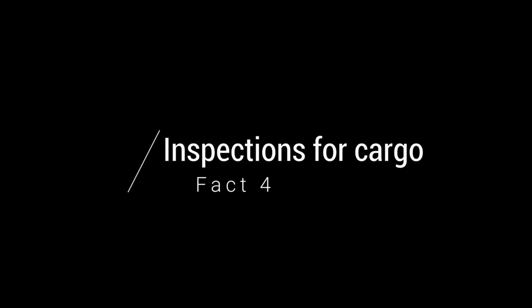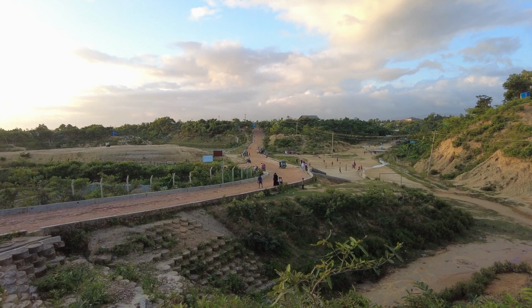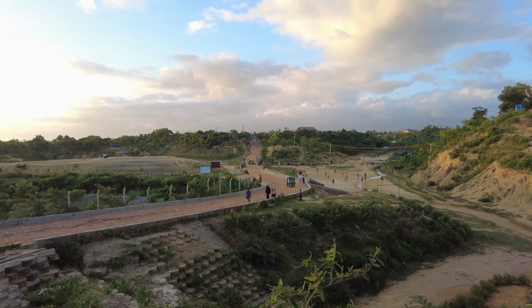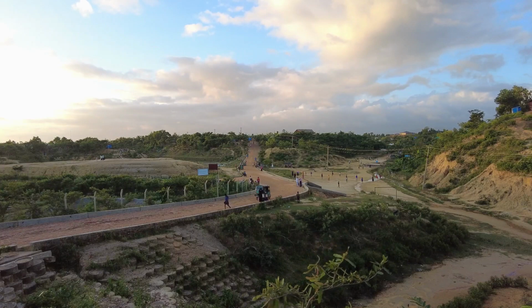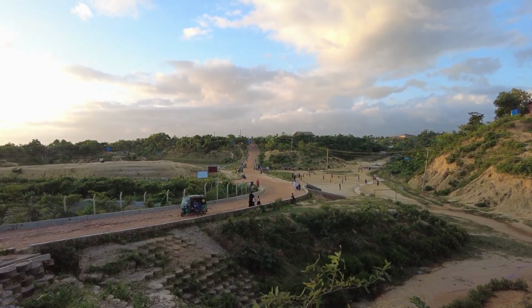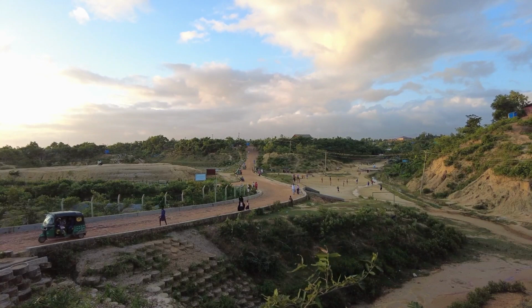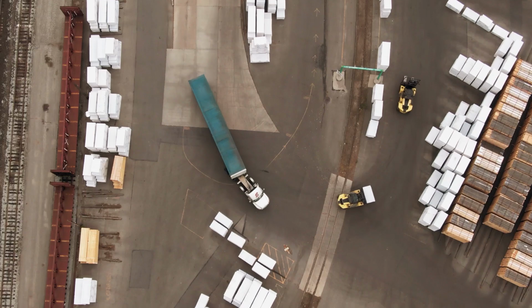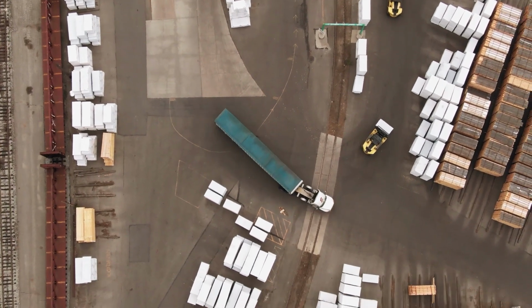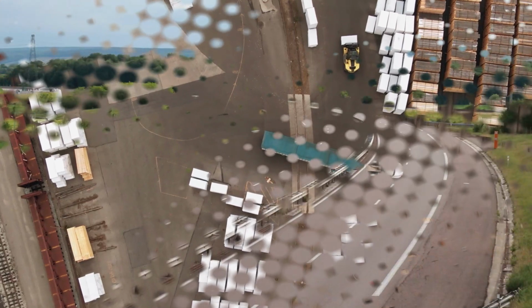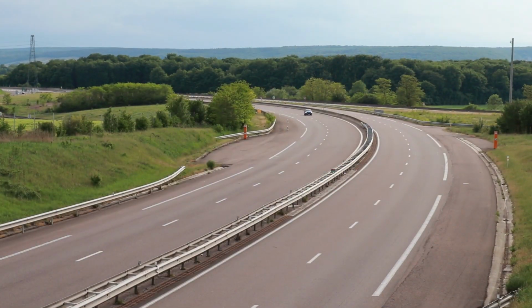Now let's get into the next fact. Fact 4. Inspections for cargo. Another big component of the CBP One app is the ability for cargo transporters to request inspections of their cargo from the CBP. This is especially useful when the cargo that you're transporting is perishable, meaning that if left out in the desert or some inclement weather, the cargo might spoil and become useless, therefore costing a whole lot of money to transport into the United States for nothing.